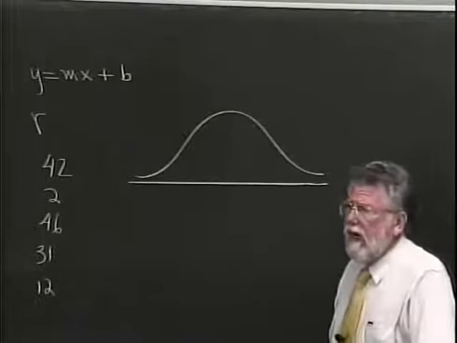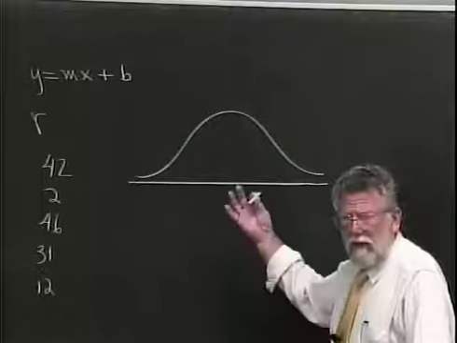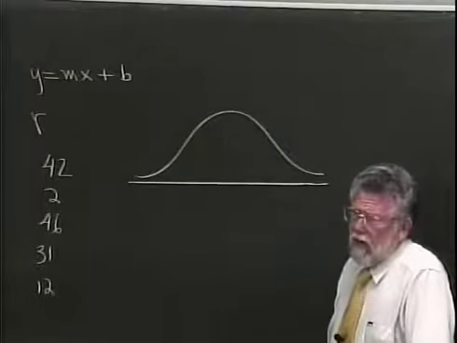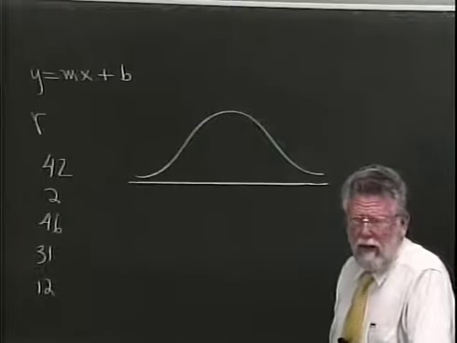What is the goal? What would be ideal? A bell shape. That's what I'd like. Do I always get it? And the answer is no. Lab 3 was a case in point.